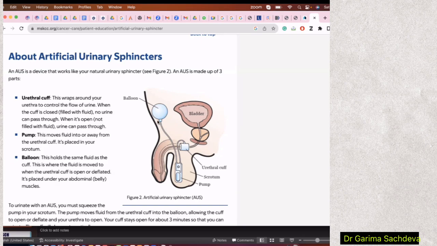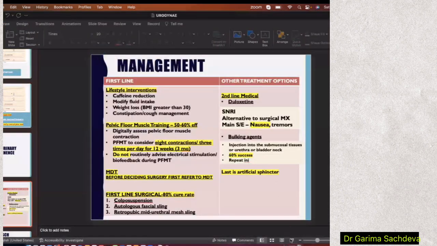Ma'am, how often should this bulking injection be injected? It is based on the patient's symptoms.